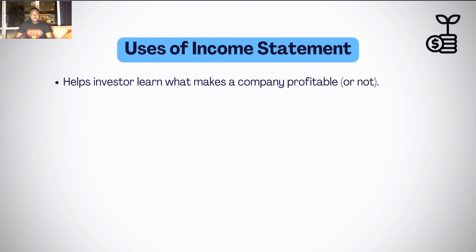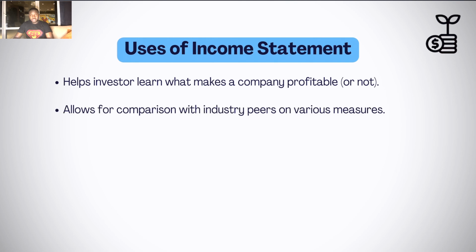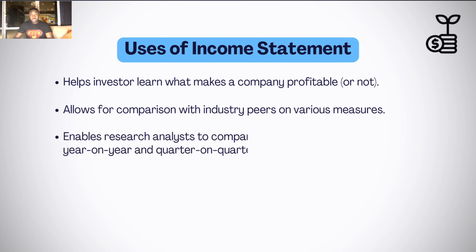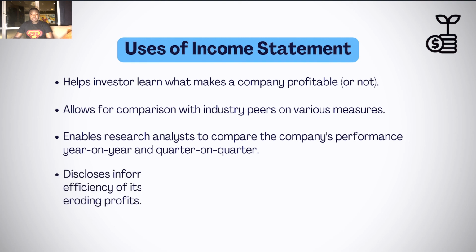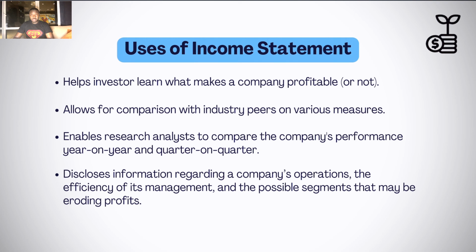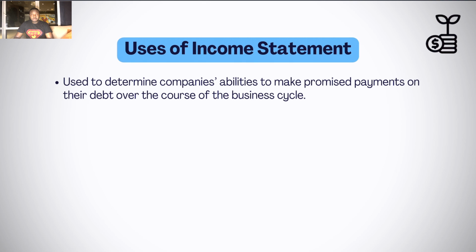Some uses of income statement are: the income and expense component can help an investor learn what makes a company profitable or not. The income statement also allows for comparison with industry peers on various measures. It also enables research analysts to compare the company's performance year on year or quarter on quarter. Additionally, income statement discloses information regarding a company's operations, the efficiency of its management, and the possible segments that may be eroding profits. The income statement is also used to determine companies' abilities to make promised payments on their debts over the course of the business cycle.